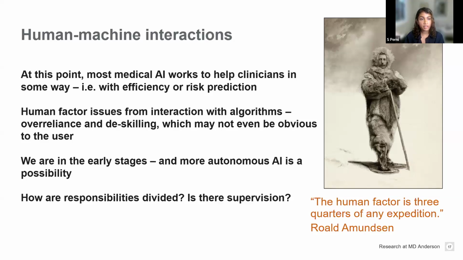So at this point, most medical AI works to help clinicians in some way, right? Aiding efficiency, answering portal messages for you, helping with risk prediction. And there are human factor issues from interaction with algorithms. We think about things like over-reliance, right? Maybe you don't correct the AI in the situations that it's wrong, you rely on it too much. And then ultimately over time, that actually leads to de-skilling. So you're no longer able to really detect errors. That may not even be obvious to the user. That may be a much more subtle thing. But we're really in the early stages, and more autonomous AI is really a possibility. And it just leads to questions about how the responsibilities are divided. Is the AI being supervised, et cetera?